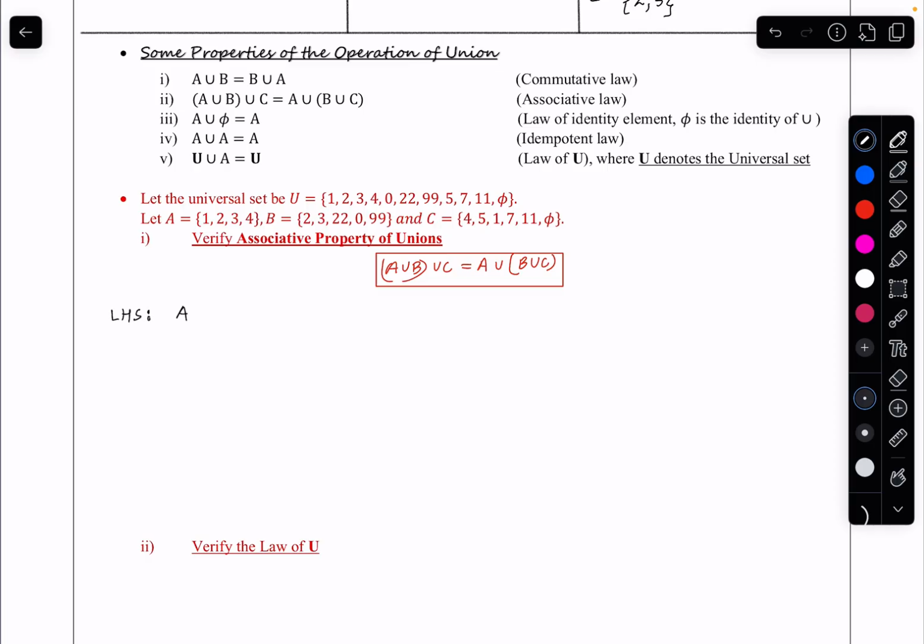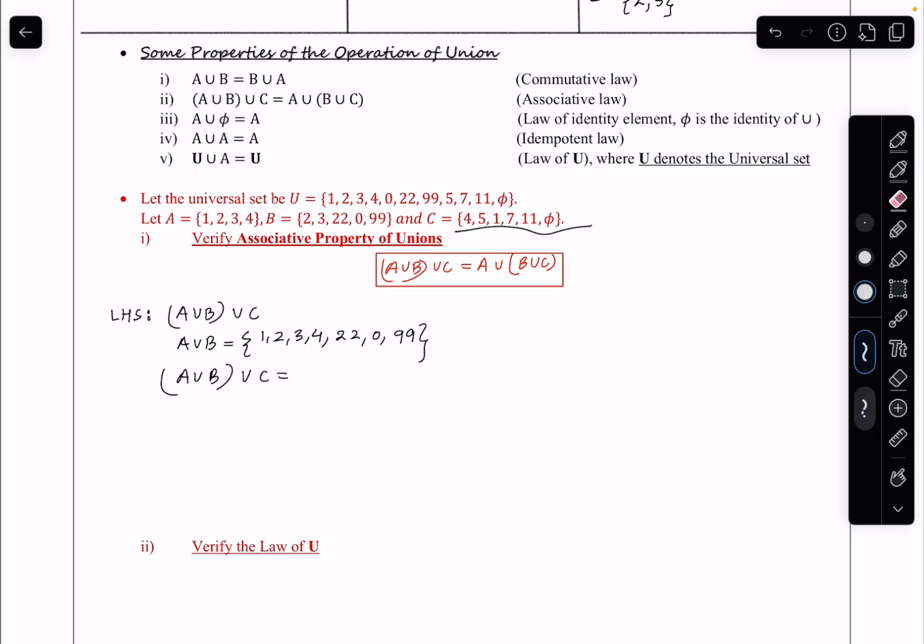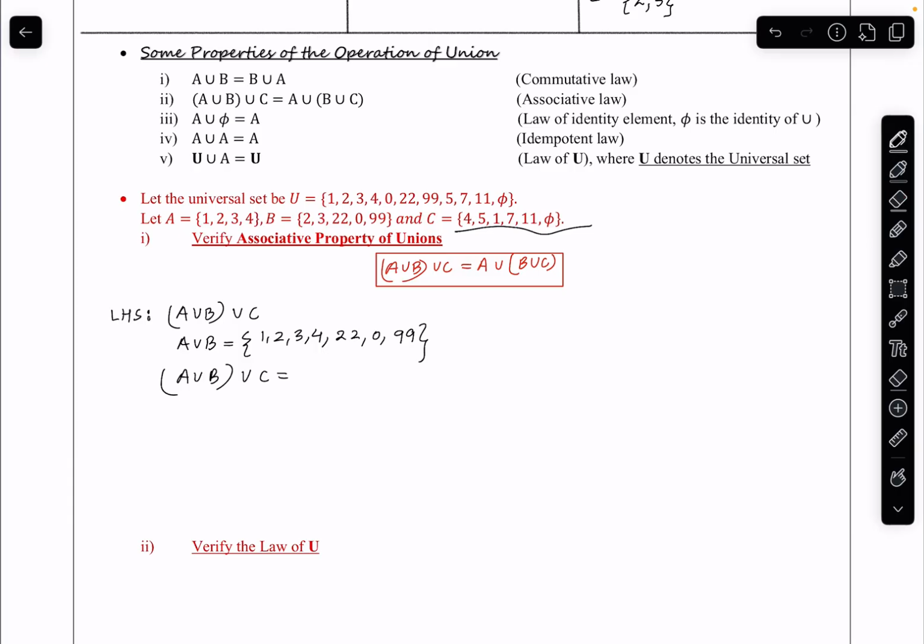In the left hand side, I'm supposed to find A union B, then we take the union with C. Let's see what union of A with B is. Collect the elements from both of them. So that would be 1, 2, 3, 4, and then 22, 0, and 99. And then we'll just take the union with C now. A union B, union with C would be the union of this set with C, which is this set. So I'll just write the elements then.